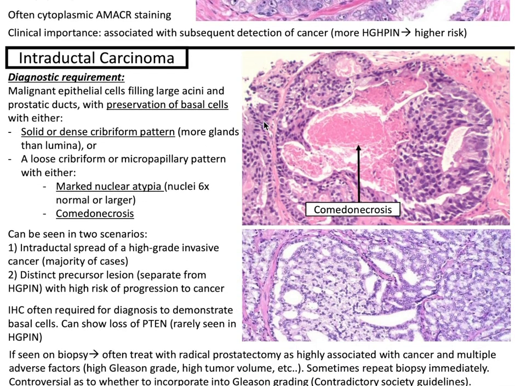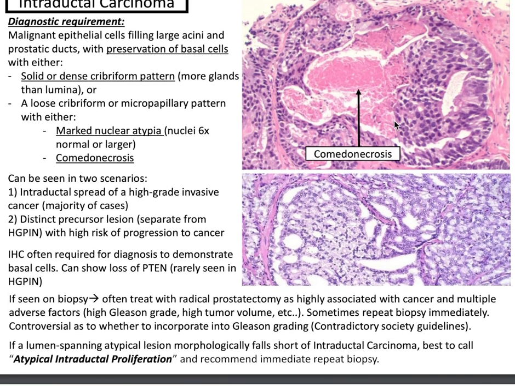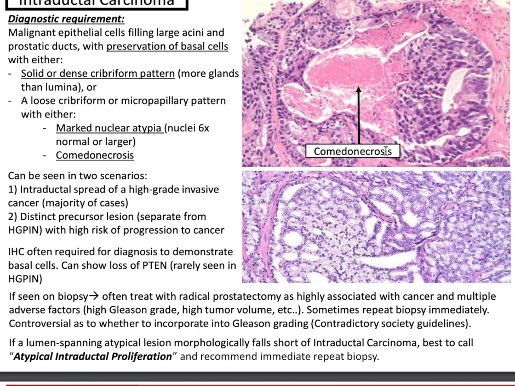Intraductal carcinoma, you need malignant epithelial cells filling large acini and prostatic ducts with preservation of basal cells, with either a solid or dense cribriform pattern where you have more glands than lumina, or a loose cribriform or micropapillary pattern with either marked nuclear atypia, where it's greater than 6 times the normal size, or comedonecrosis. And it can be seen in 2 scenarios. The more common is the intraductal spread of a high-grade invasive cancer, and also a distinct precursor lesion, separate from high-grade PIN with high risk of progression to cancer.